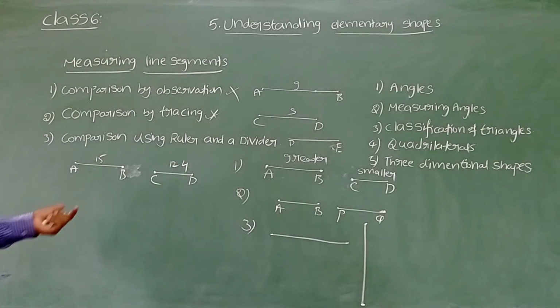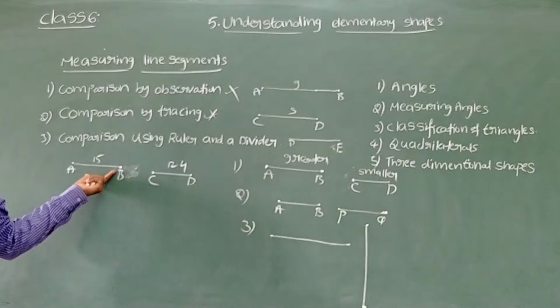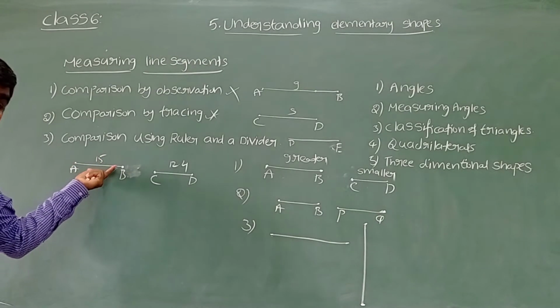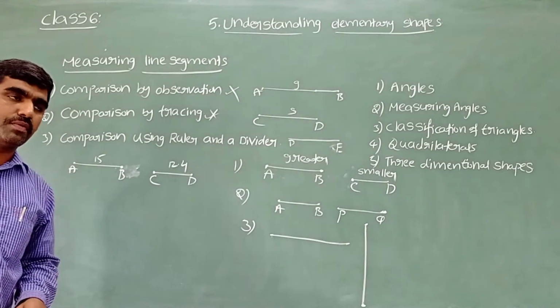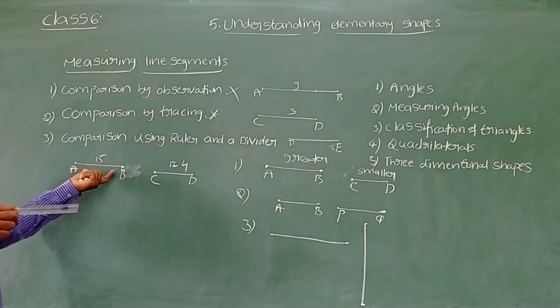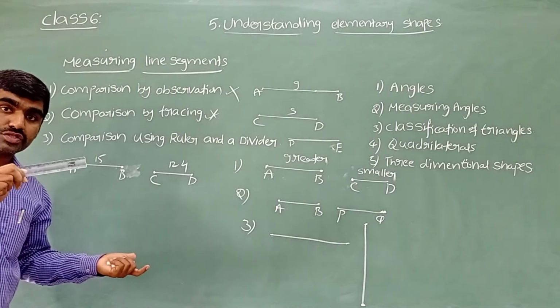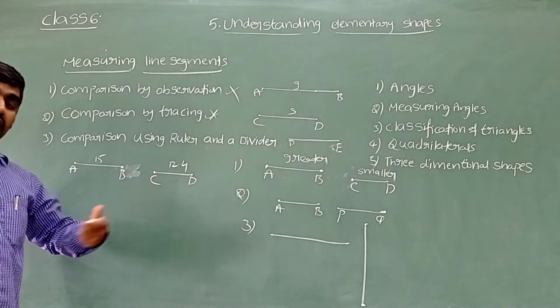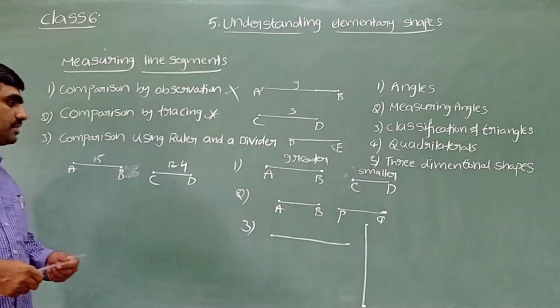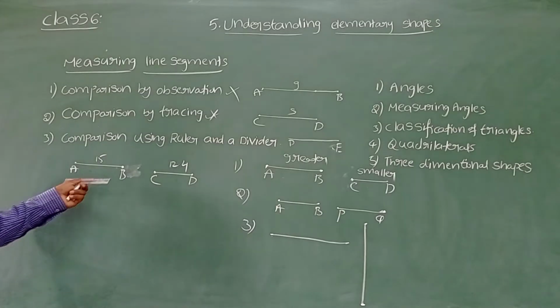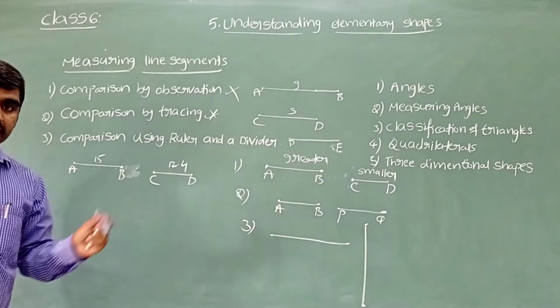Yes. Now we can say that line segment AB is greater than the length of line segment CD, 12.4. So by measuring their length with the help of a ruler also, we can do comparison and we can say which is greater and which is smaller. Then see what problems you can see by measuring this with the help of a ruler.